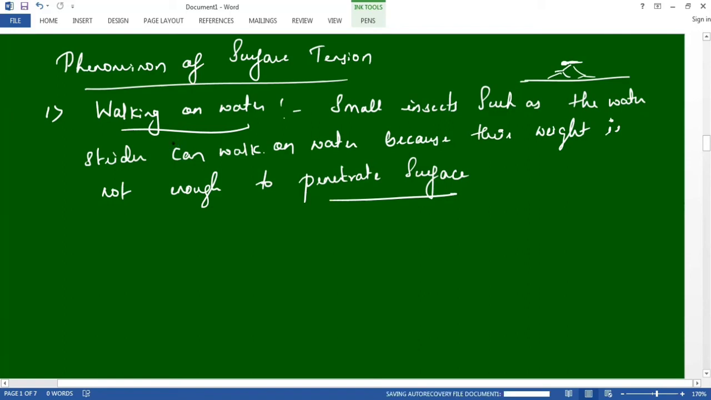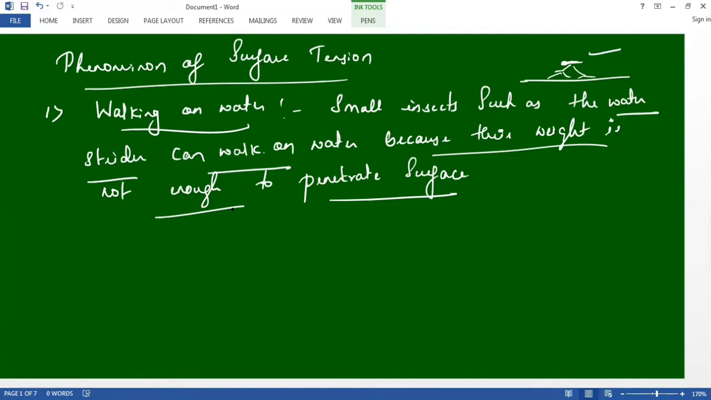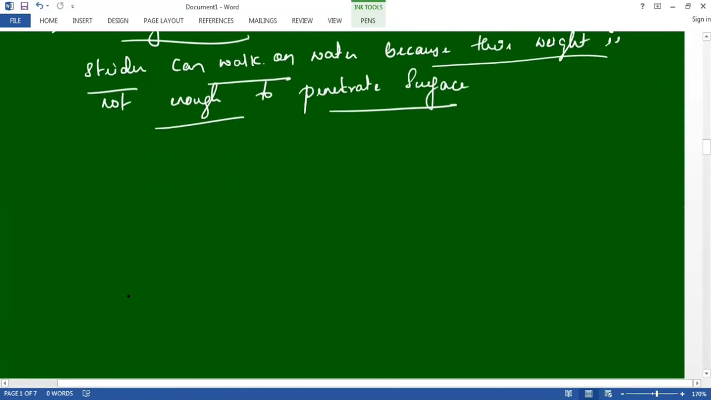So the first phenomenon of surface tension is walking on water, that is, small insects such as water spiders. For example, in this diagram you can see, water spiders can walk on the water because their weight is not enough to penetrate the surface. Okay. Let us move on to the next one. That is the floating needle. The second one is the floating needle.